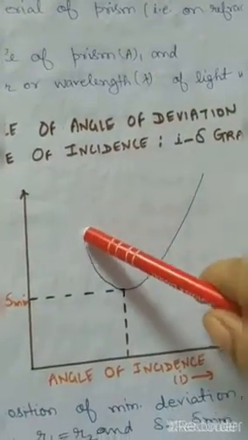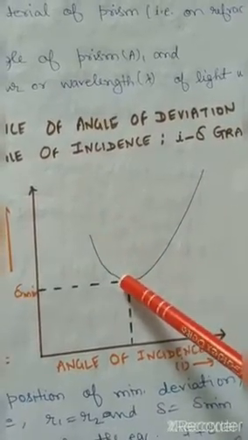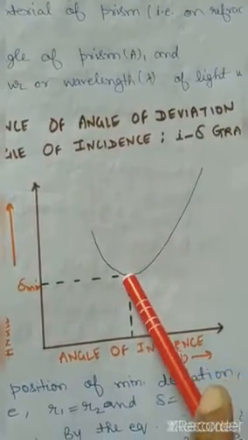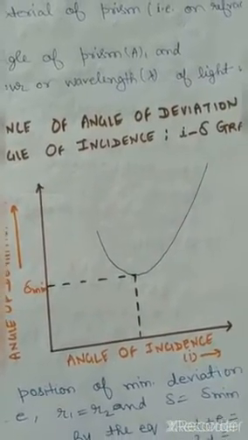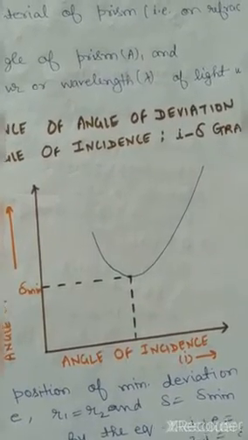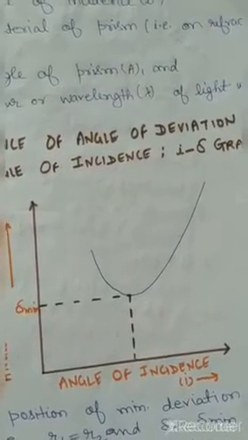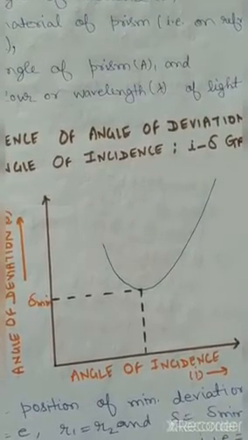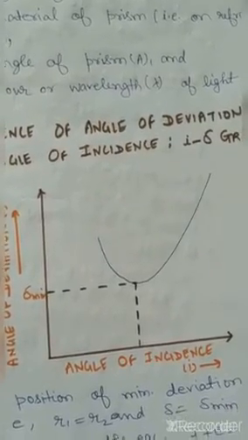When you start plotting the graph, you will see that as you increase the value of I, the value of delta will start decreasing, and then it reaches a point where it becomes minimum, and then it will start increasing. So for a given prism there will be only one angle of minimum deviation. For each prism we get the minimum deviation only for one angle, and in that case the angle of incidence becomes equal to the angle of emergence. In that case, I and E values come out to be equal.